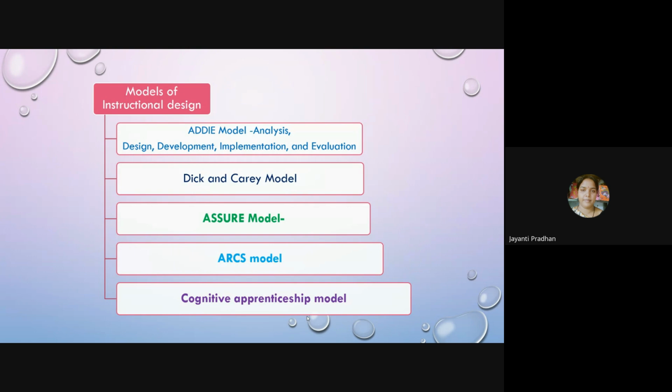Now, what are the models of instructional design? There are many models regarding instructional design. Among them, these are the 5 models that are reflected in your program: the ADDIE model, Dick and Carey model, ASSURE model, ARCS model, and Cognitive Apprenticeship model. So these are the models we can follow for designing instruction.